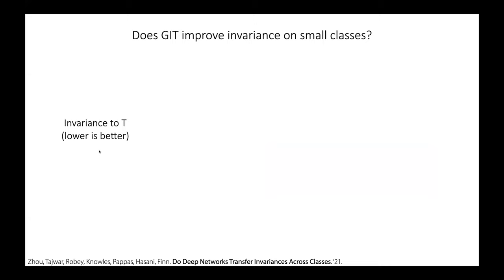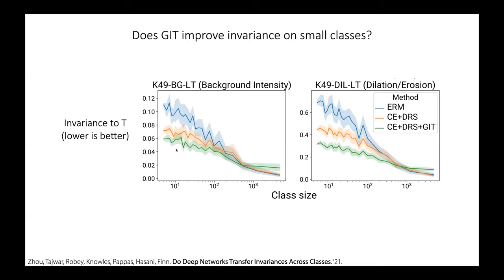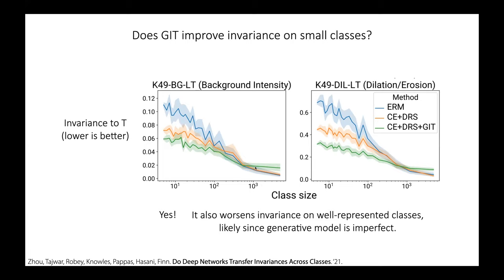Okay, so then our first question when actually testing this approach is, does it improve invariance on the small classes? Again, we'll look at invariance with respect to the number of examples per class. And we see that it actually does improve invariance for these smaller classes. This green line is more flat than the other two lines. So yes, it improves invariance. We also see that it worsens invariance on the well-represented classes. This is likely because the generative model is imperfect. It doesn't perfectly represent the transformation T. Great, so as a result of this, we can use this invariance transfer and only apply the augmentation to the small classes to prevent it from worsening invariance on the large classes.